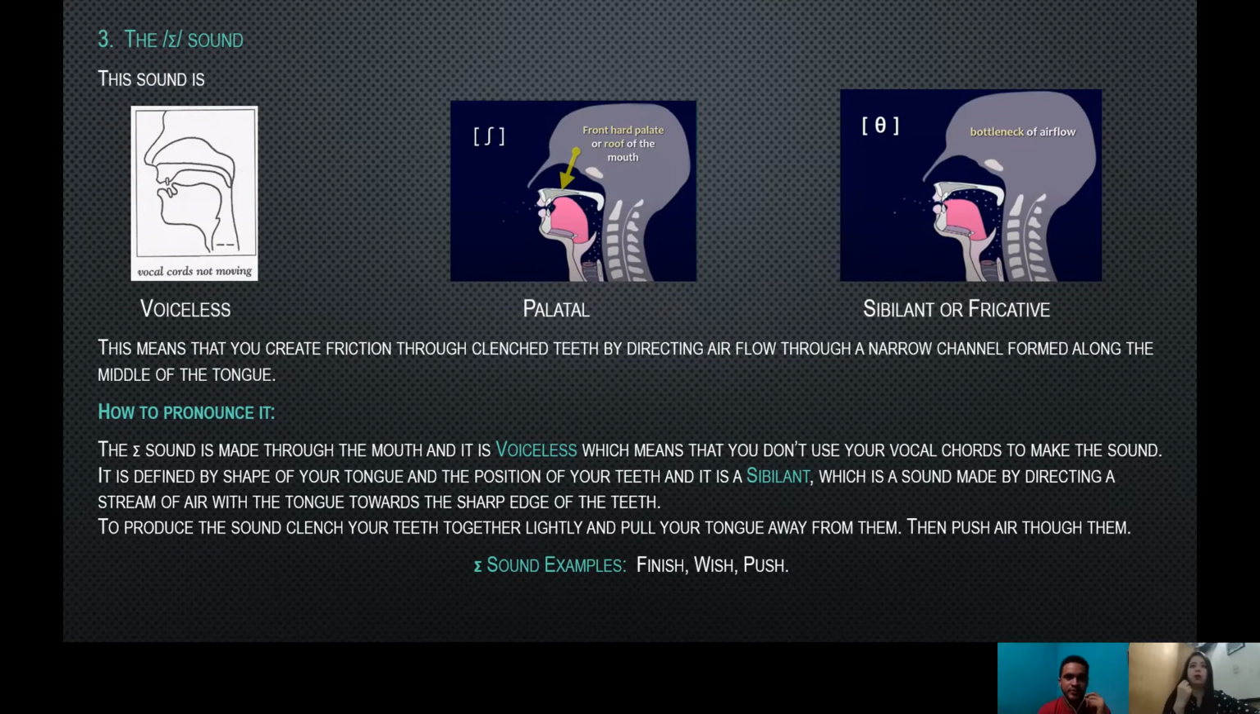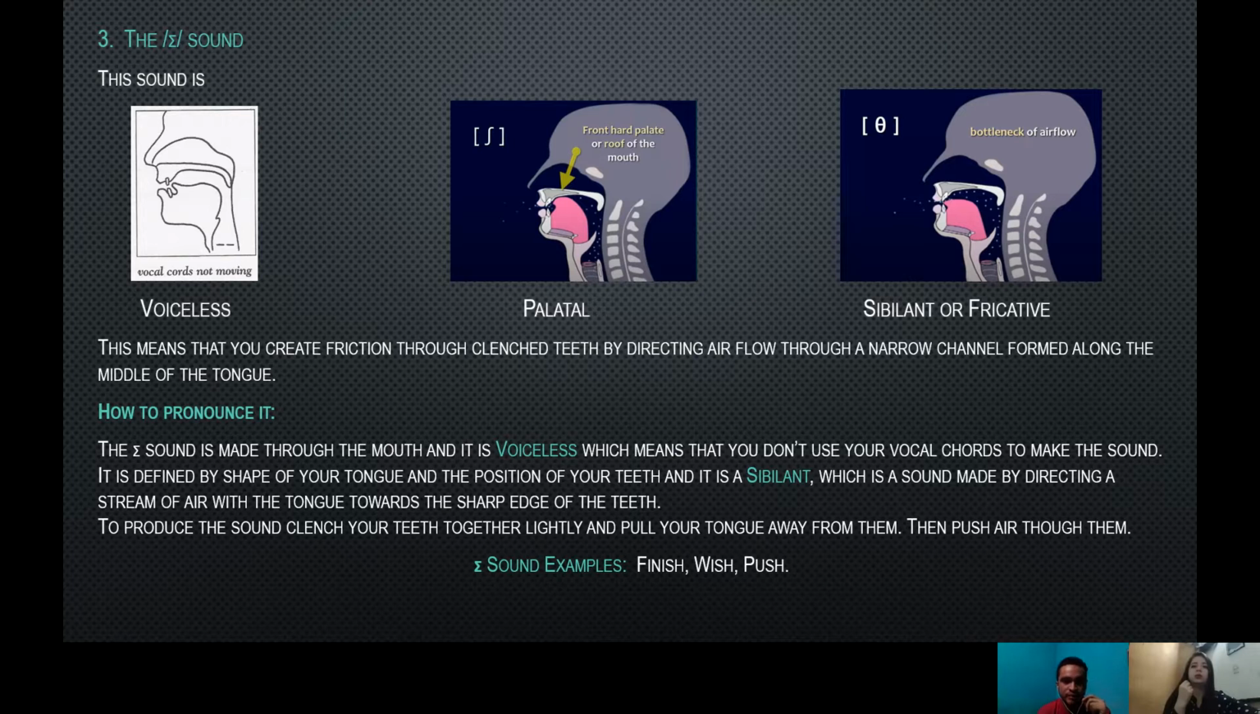The sh sound. This sound is voiceless, palatal, sibilant, or fricative. This means that you create friction through clenched teeth by directing airflow through a narrow channel formed along the middle of the tongue. How to pronounce it? The sh sound is made through the mouth and it is voiceless, which means that you don't use your vocal cords to make the sound.